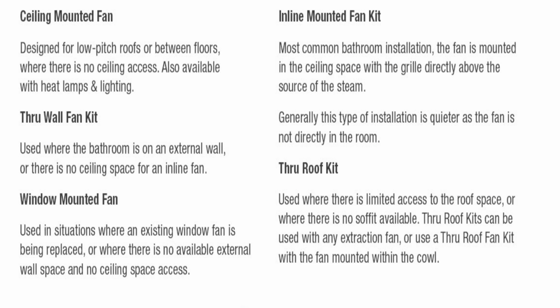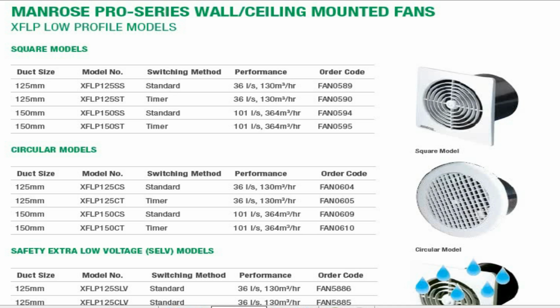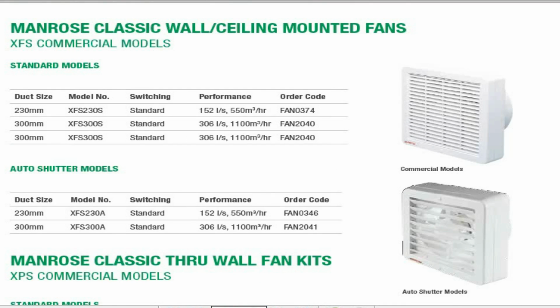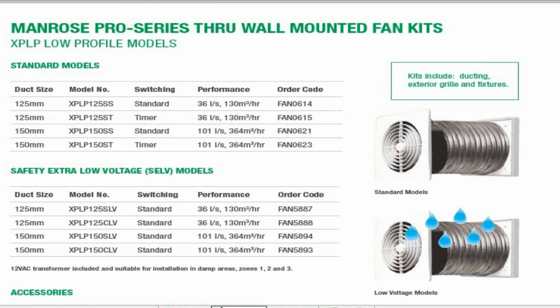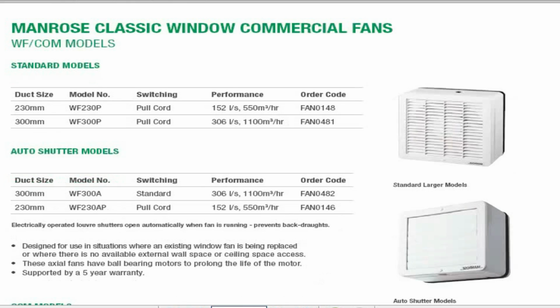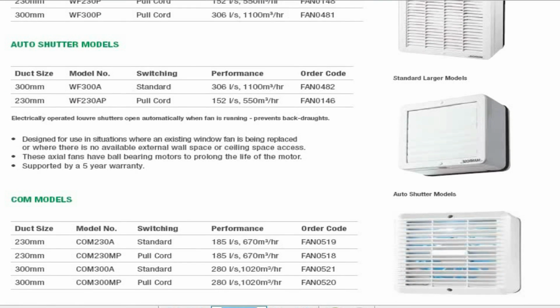Ordinarily we have 5 types of extractor fan we do use in the building services industry. We have the ceiling mounted type. Likewise we have the type we do call the true wall extractor fan. We also have the window mounted fans, and we have the inline mounted, and likewise the true roof.